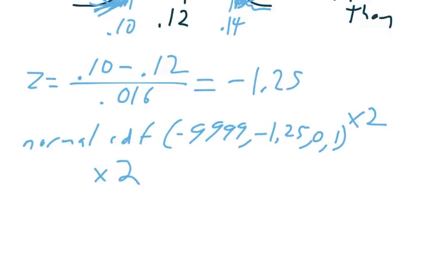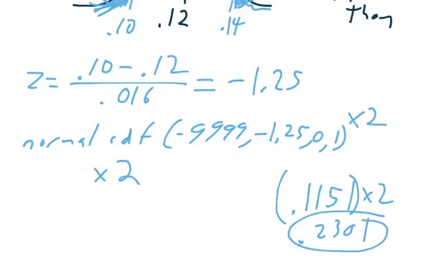So when you look it up in the table, you should wind up with 0.1151, which is also what you get on the calculator. And then you multiply by 2, and you get 0.2301. So that means 23% of the time you're going to get an answer that is more than 2% away from the correct answer.